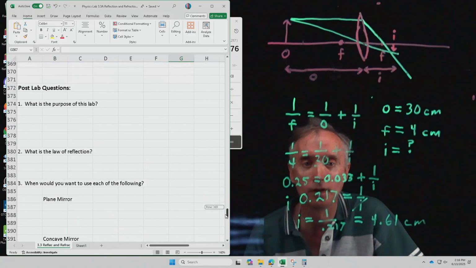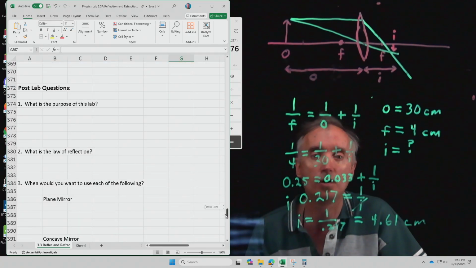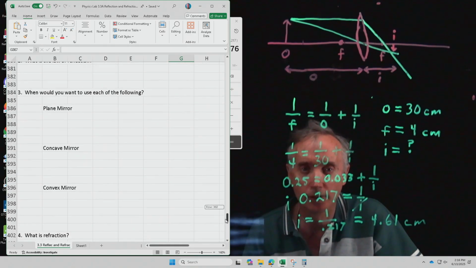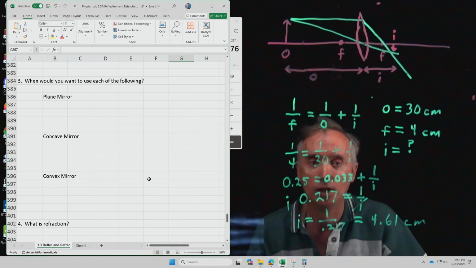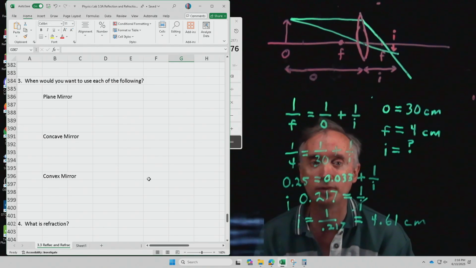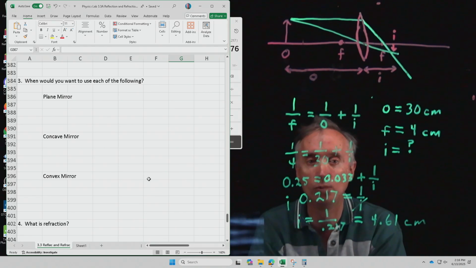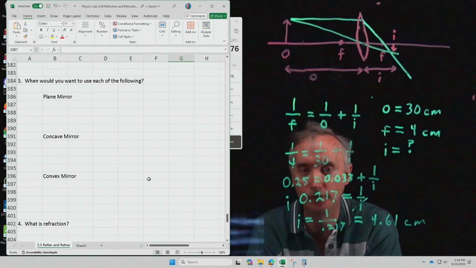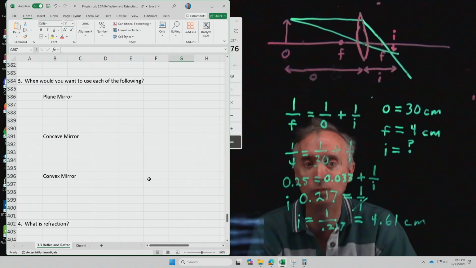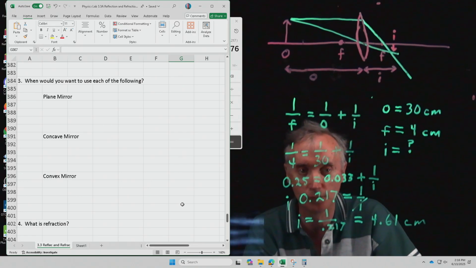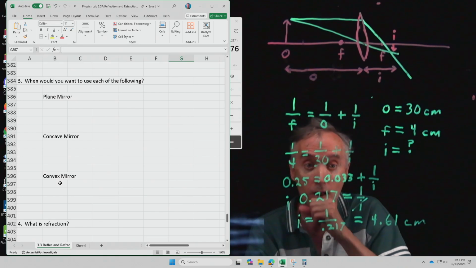So what's the purpose of the lab? What is the law of reflection? So you should know that. Now here's an application. Number 3. When would you want to use a plane mirror? Under what circumstances is a plane mirror handy? Okay, when would you want to use a concave mirror? And when would you want to use a convex mirror? So look it up on the internet if you want to. So what's the usefulness of each of these different kinds of mirrors?